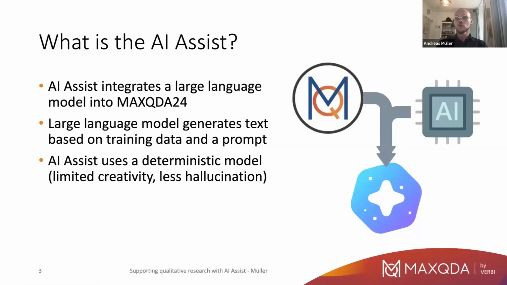So what you mainly do with it is you code data. So you have text and then you label this text. It's one of the so-called CAQDAS, or computer-assisted qualitative data analysis software. It's one of a family of softwares. And AI Assist is an add-on to that.